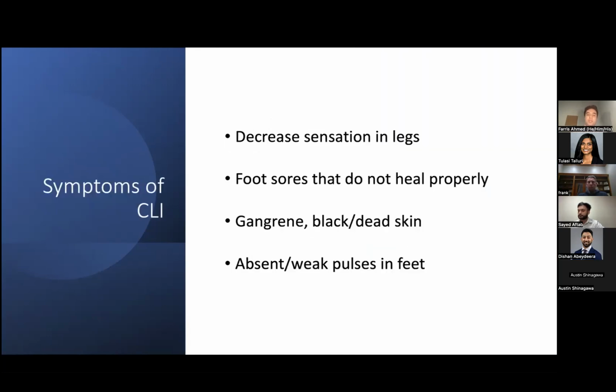The symptoms of CLI: you're going to have decreased sensation in the legs and foot sores that do not heal properly. Again, that tissue damage, so there's going to be gangrene, black, dead skin, and absent or weak pulses in the feet because of that lack of vasculature and blood flow.